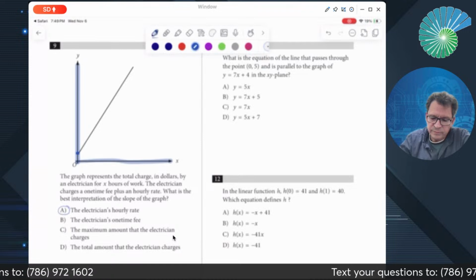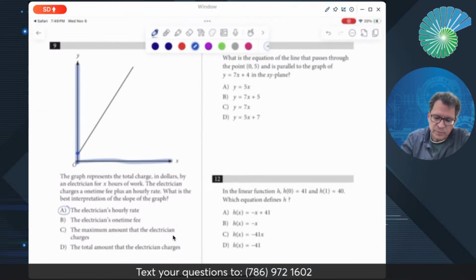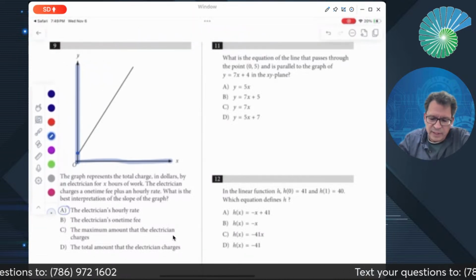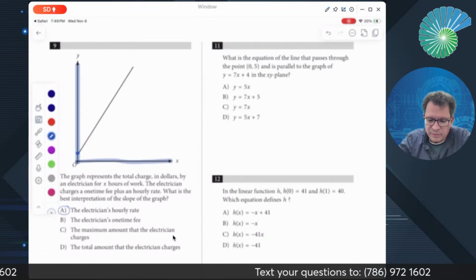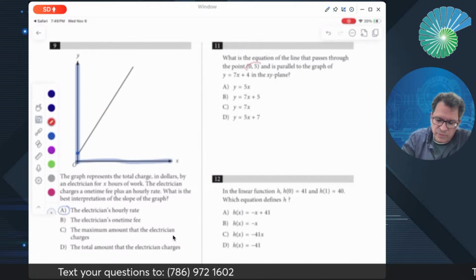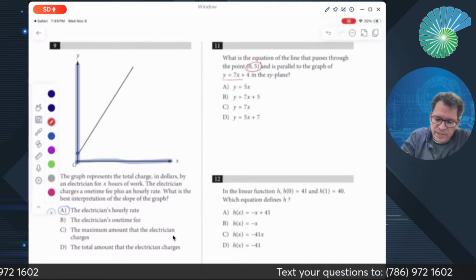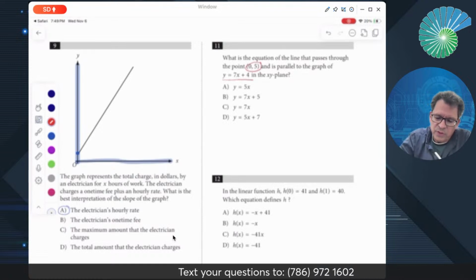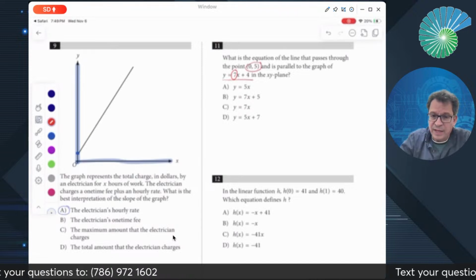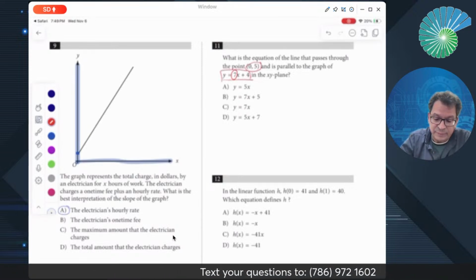Number 12. Oh, okay, no, let's do number 11 first. Number 11. What is the equation of the line that passes through the point 0, 5 and is parallel to the graph of the equation y is equal to 7x plus 4? Well, when lines are parallel, they have the same slope. So the line we're talking about being parallel to this one must have the same slope.